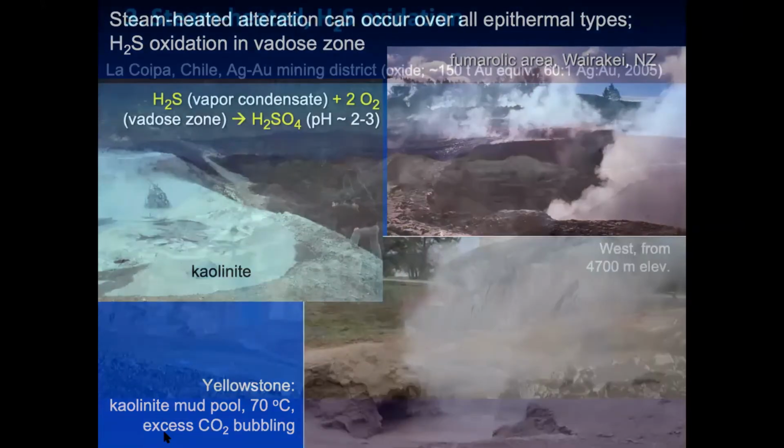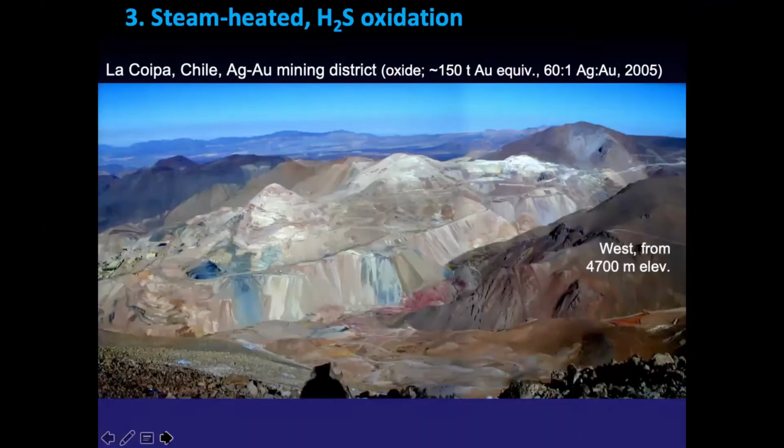And coming back to South America, here is La Coipa, which is just near to the east of Copiapó, near the Maricunga district, and it's produced a large amount of silver and gold, 150 tons gold equivalent, but mainly silver rich. And that was the number in 2005.